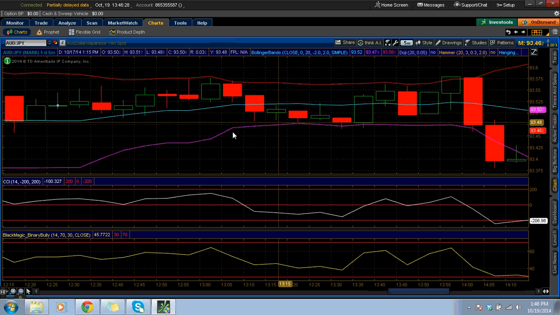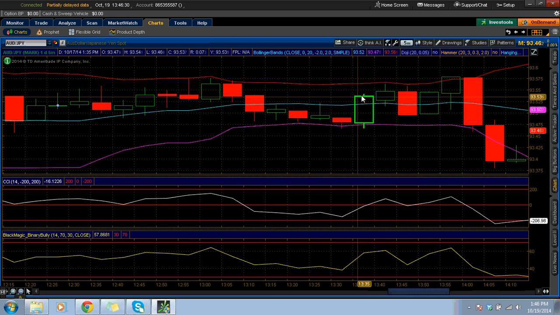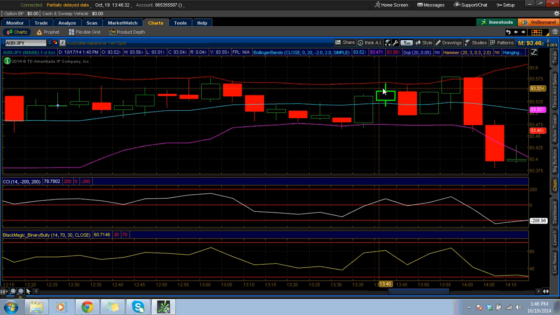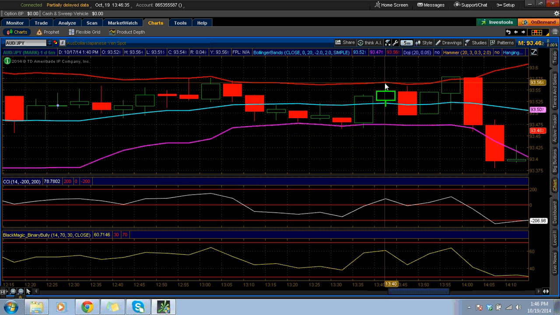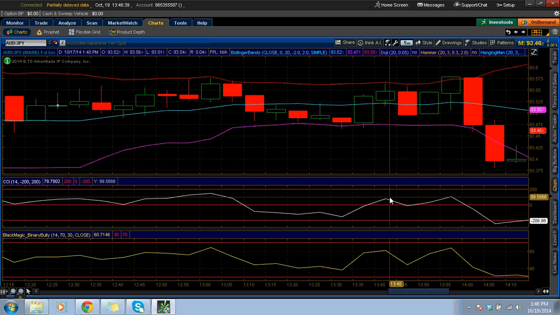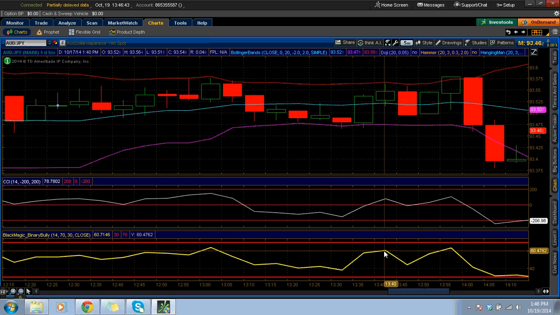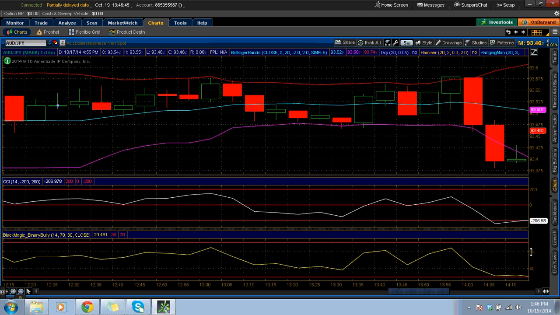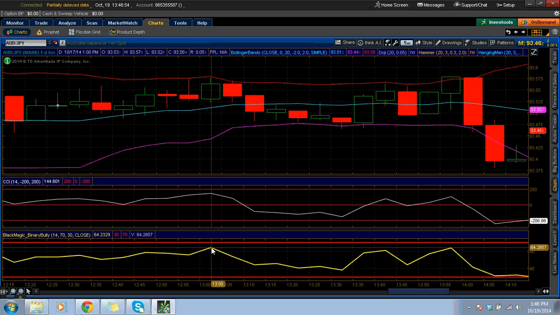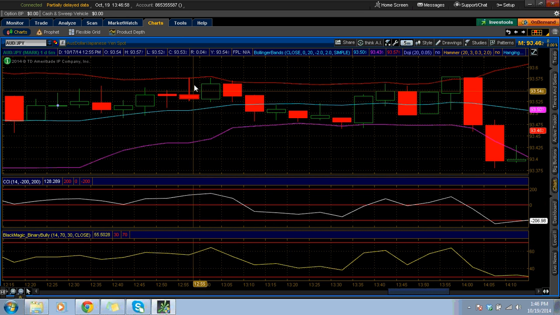We are in construction at this point. Right here, we have a green candle. I don't believe I would have taken this trade, actually, because the Black Magic RSI is at 60, not 70. I like it to be a little above 60, okay? Like this one, this was at 64.2857. I would have taken this trade.